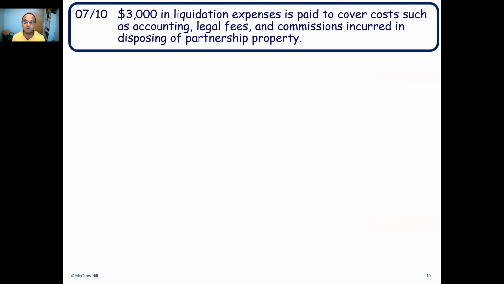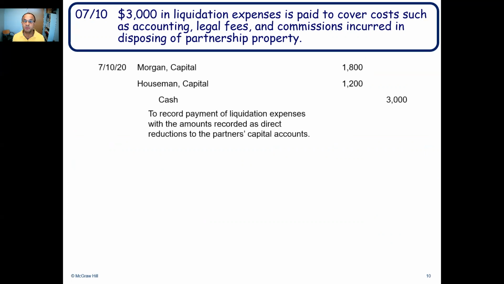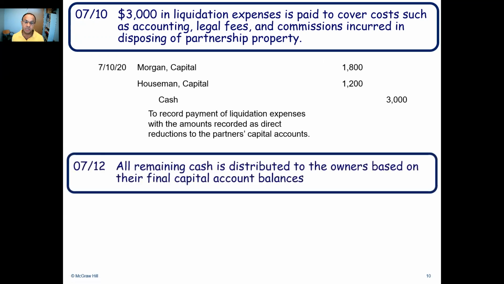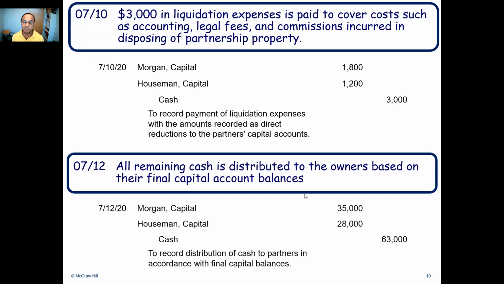But because it's liquidation, we take it off from the capitals of the partner. So Morgan will pay 1,800 and Houseman 1,200. And the last journal is the distribution of the remaining capital to the partner. We debit Morgan by 35, credit Houseman by 28.